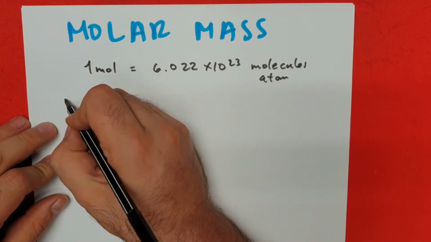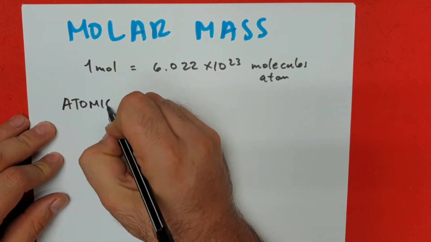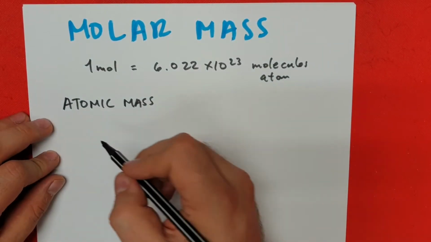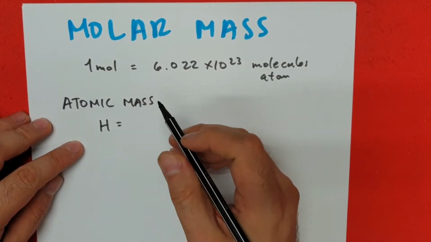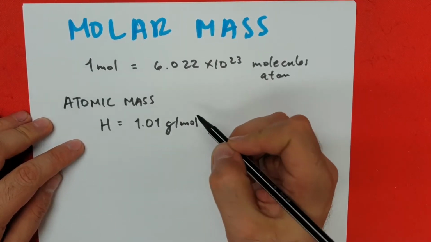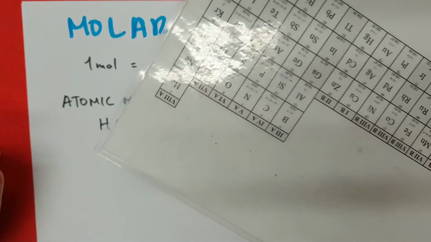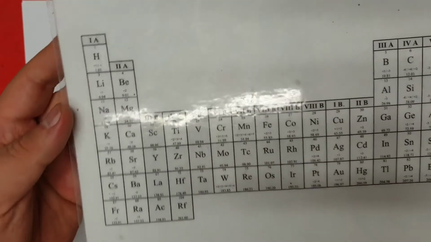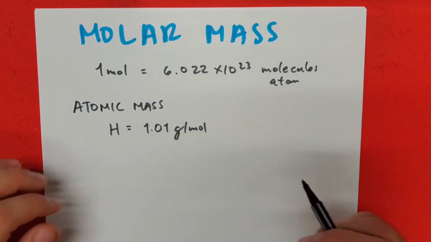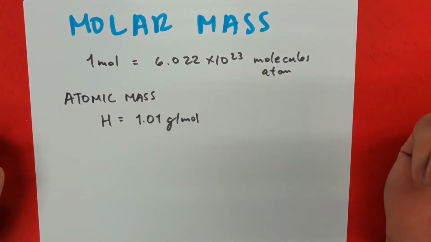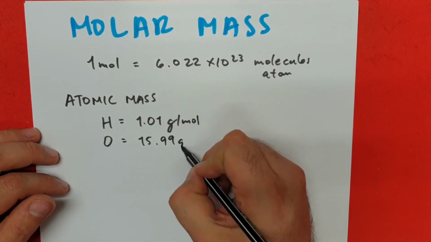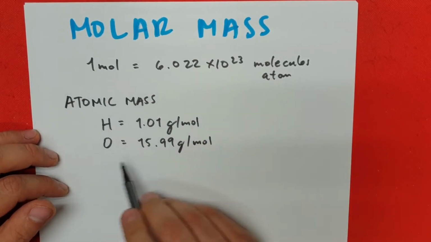Well, in the periodic table we have the atomic mass of each element. And for example, depends on the periodic table you're using, but let's say hydrogen has an atomic mass of 1.01 grams per mole. So the little numbers that you get in the periodic table are precisely atomic masses, okay? So we need a periodic table to pull through with these exercises. Another element, oxygen for example, let's say that rounded it's 15.99 grams per mole. And these are atomic masses.